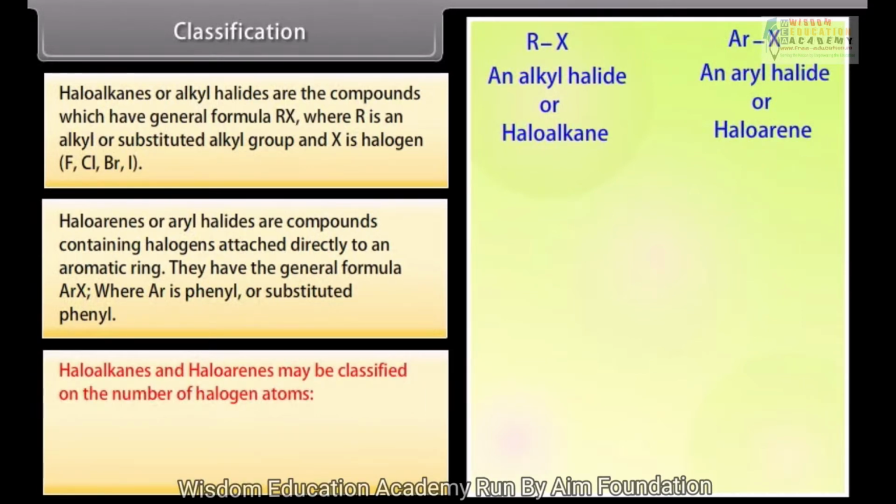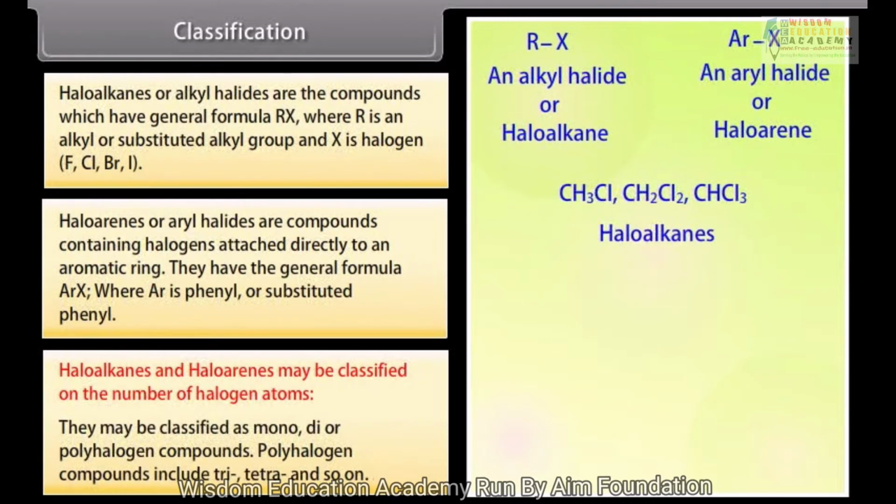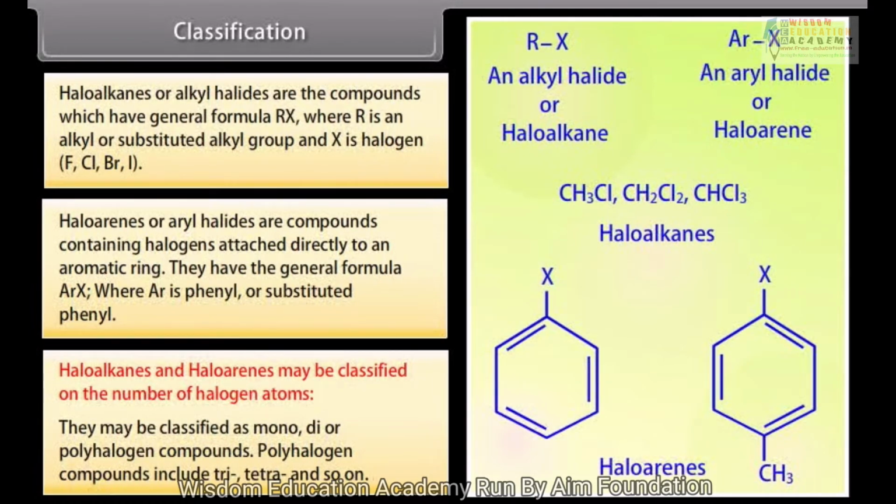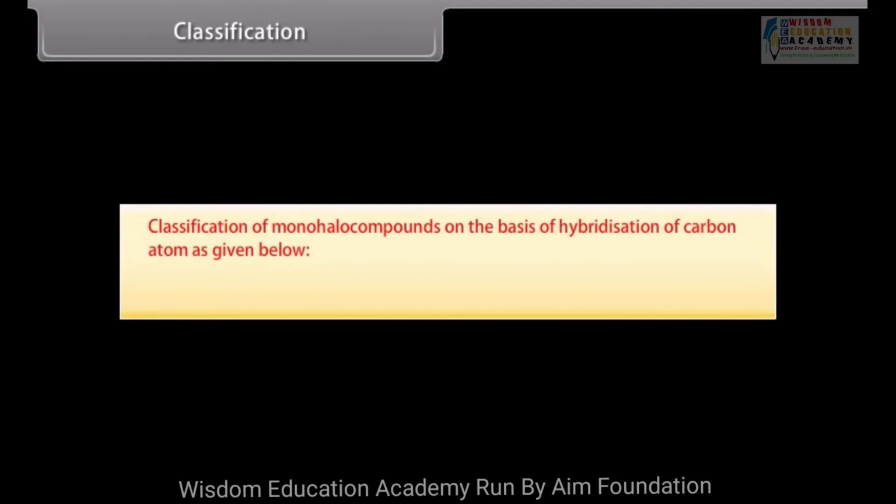Haloalkanes and haloarenes may be classified on the number of halogen atoms. They may be classified as mono, di, or polyhalogen compounds. Polyhalogen compounds include tri, tetra, and so on. Classification. Classification of monohalo compounds on the basis of hybridization of carbon atom as given below.